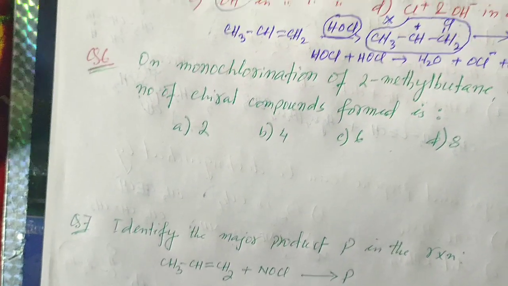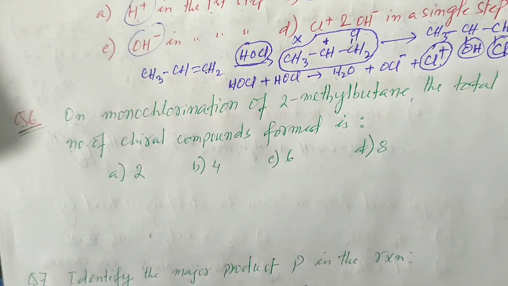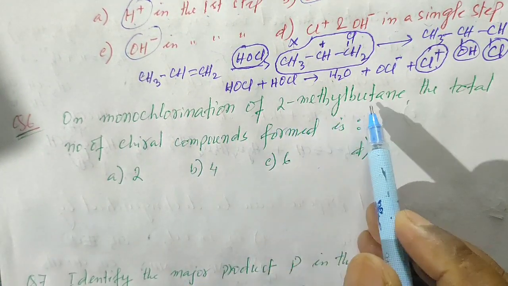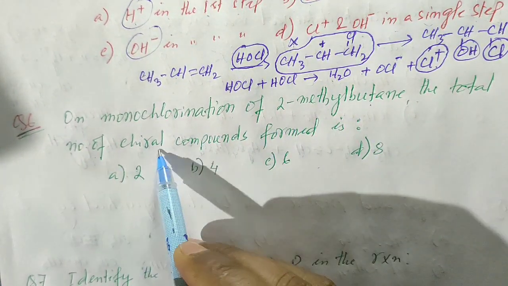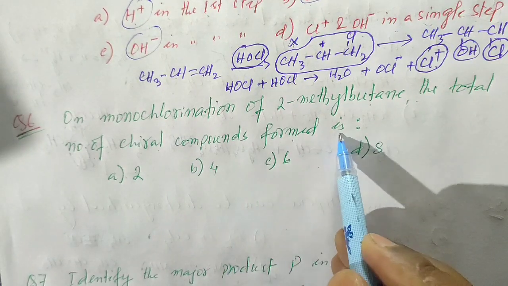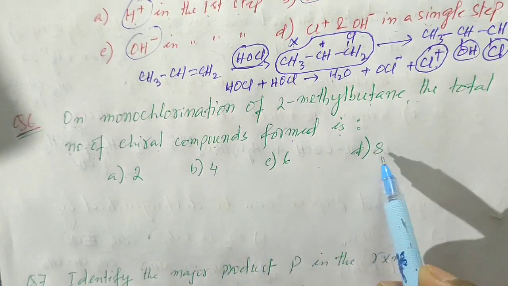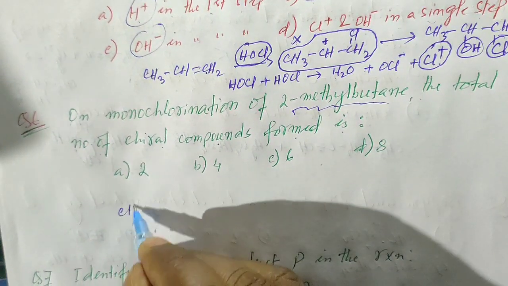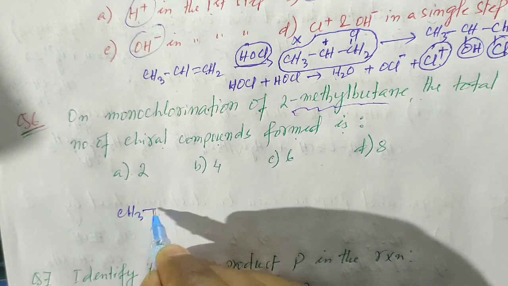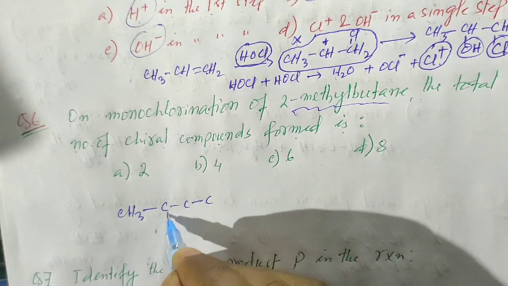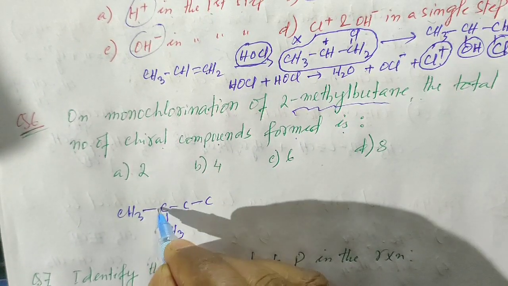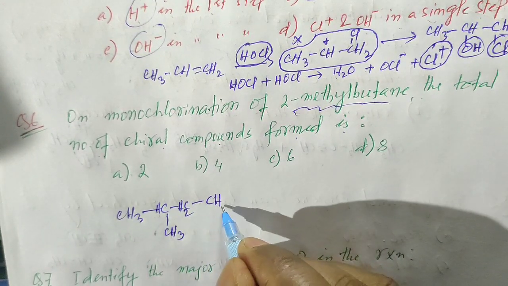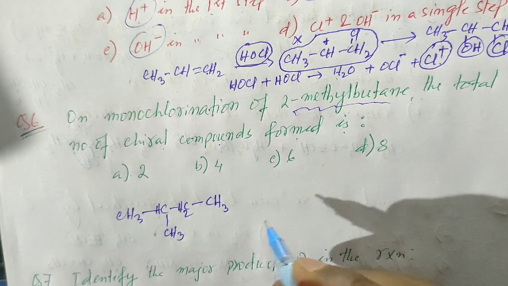Okay. Then let us go to the sixth question. On monochlorination of 2-methyl butane, the total number of chiral compounds formed is 2, 4, 6 or 8. Now let us draw 2-methyl butane first. This is our 2-methyl, one hydrogen will be attached here. This will be our 2-methyl butane.